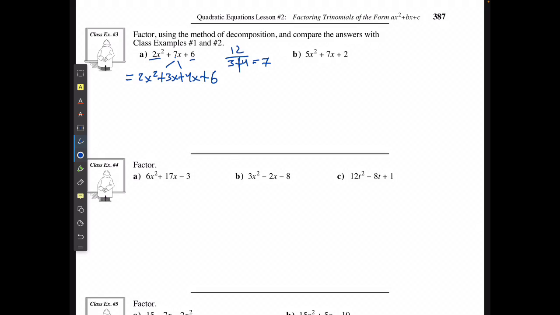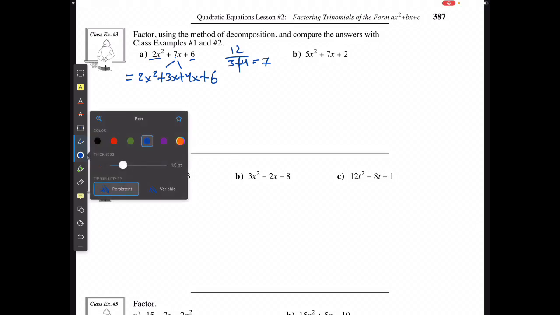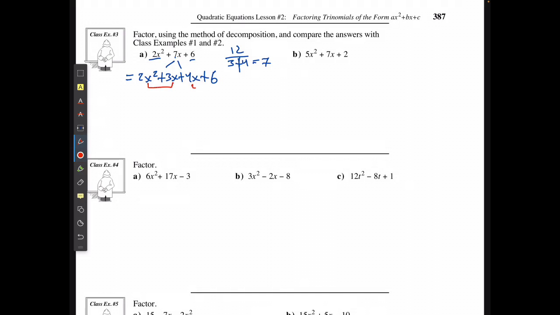Then I'm going to do the same factoring by grouping that we were doing before. I'm going to divide from the first two, divide from the second two. In this case, all I can pull out is an x, and I get 2x plus 3. In the second case, I can divide by positive 2, and I get 2x plus 3. And conveniently enough, what's in the brackets matches. I can say that this is going to be 2x plus 3 times x plus 2.